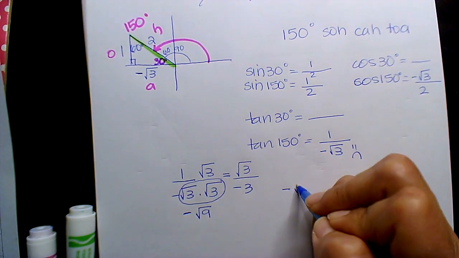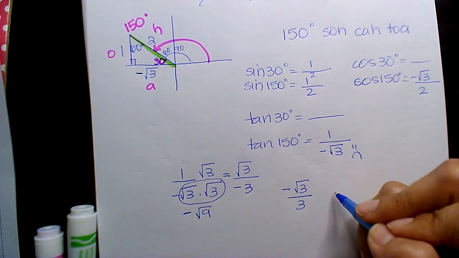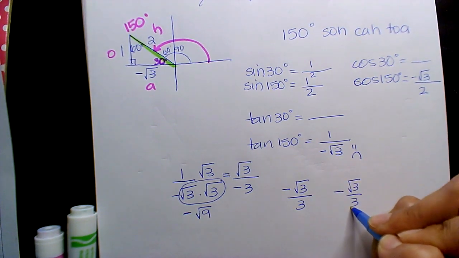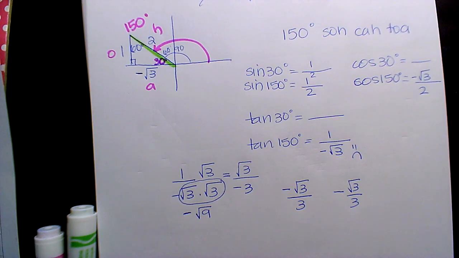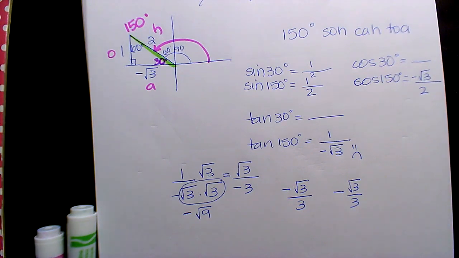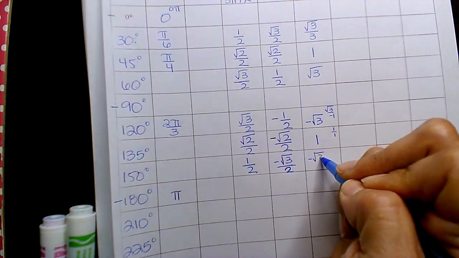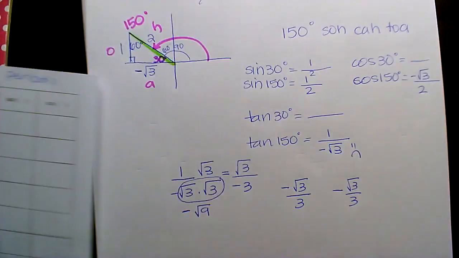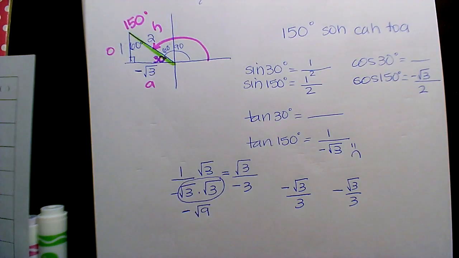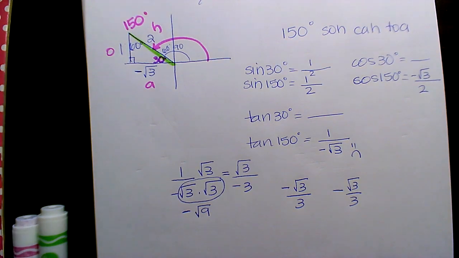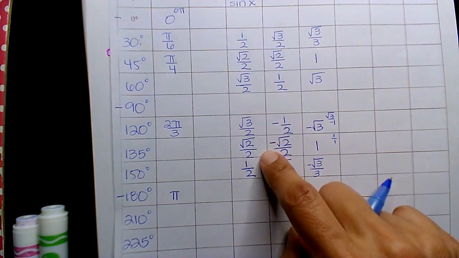So how do you want to mark it on your chart? If you want to put it like that, if you want to put it in the middle, just know that there's one negative there. Okay, but I'm going to write it because it was originally on the bottom, right? Negative rad 3 over 3, right? Okay, so there's your second quadrant.